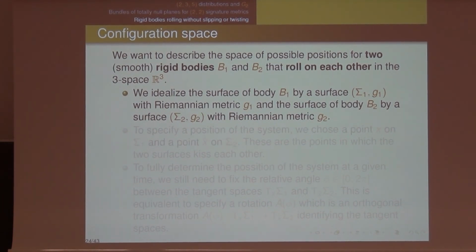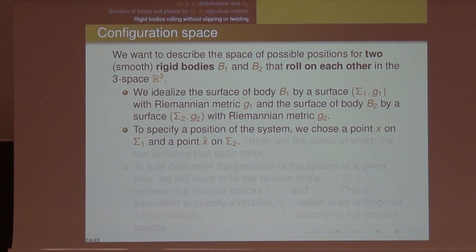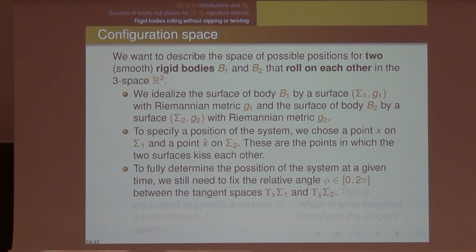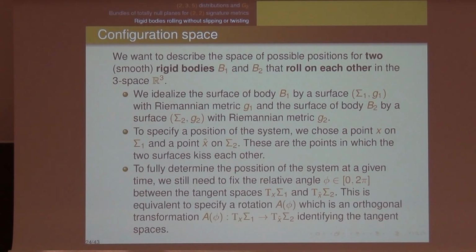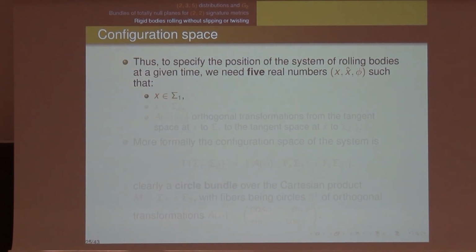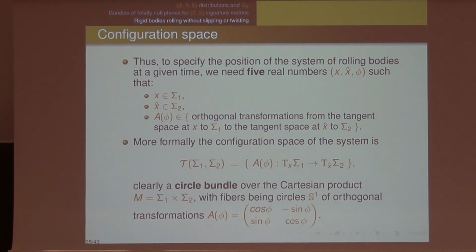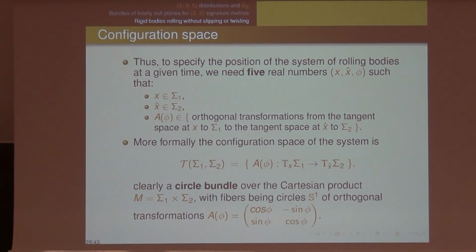It's quite easy, because how many numbers do I need? I need a point on one surface, and a point on the other, which will be just the kissing point. So there are two numbers here, two numbers here. And I still need an identification between the tangent spaces, so I need a rotation that transforms one tangent space to the other. So I need 5 numbers. So this is clearly a 5-manifold, and this 5-manifold is actually a circle bundle over a Cartesian product of the surfaces defining my bodies, a 4-dimensional manifold.